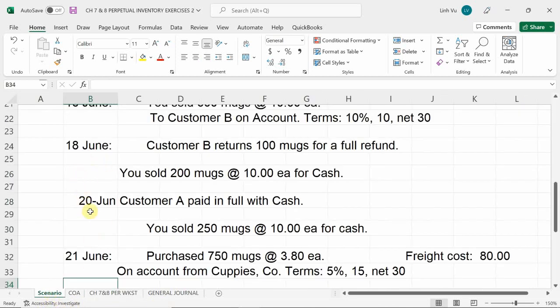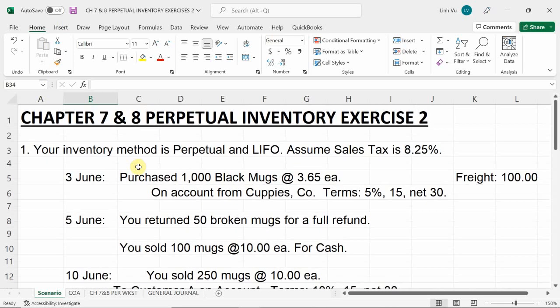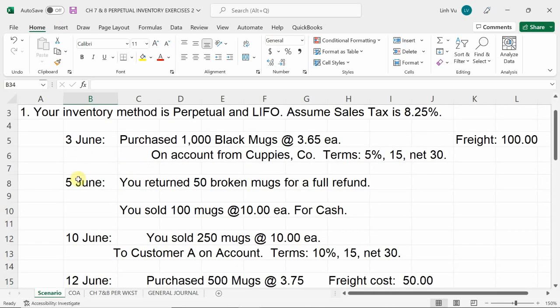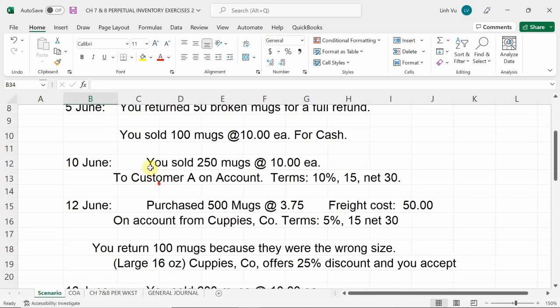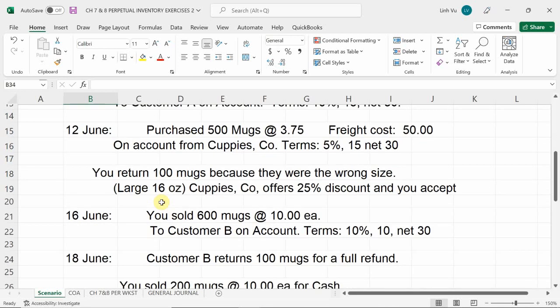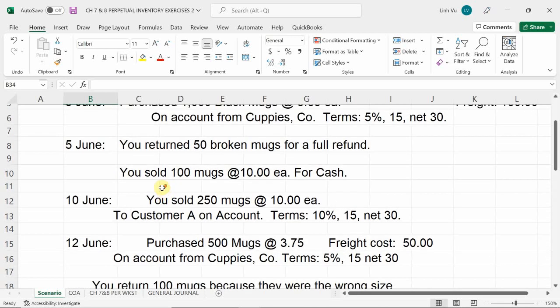On June 20th, customer A paid in full with cash. So let's take a look at the very first one here. When did we sell to customer A? We sold to customer A on account 250 mugs on the 10th of June. On account. And in this case, did customer A return anything? Doesn't look like it.